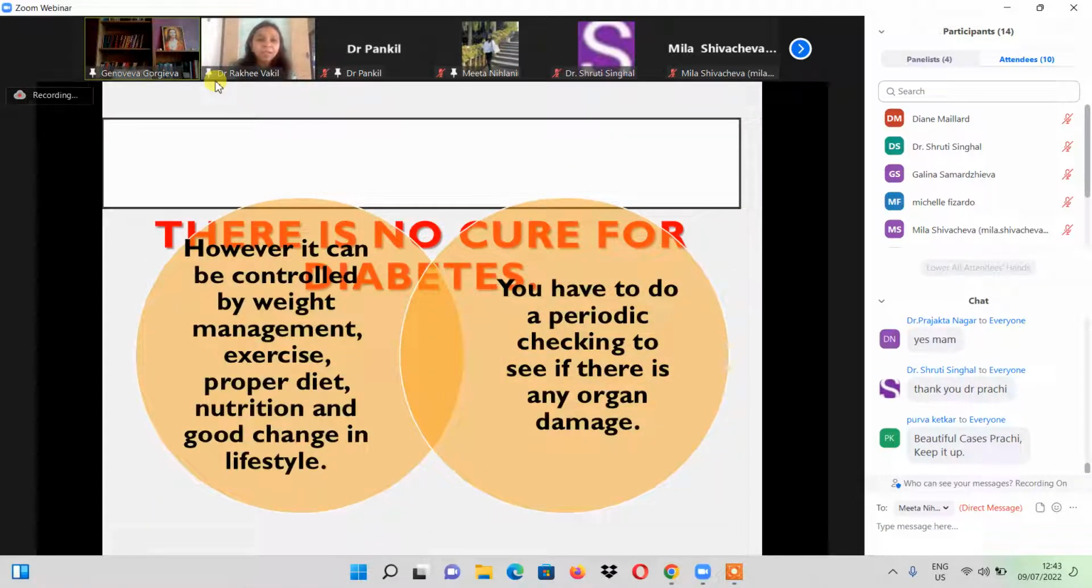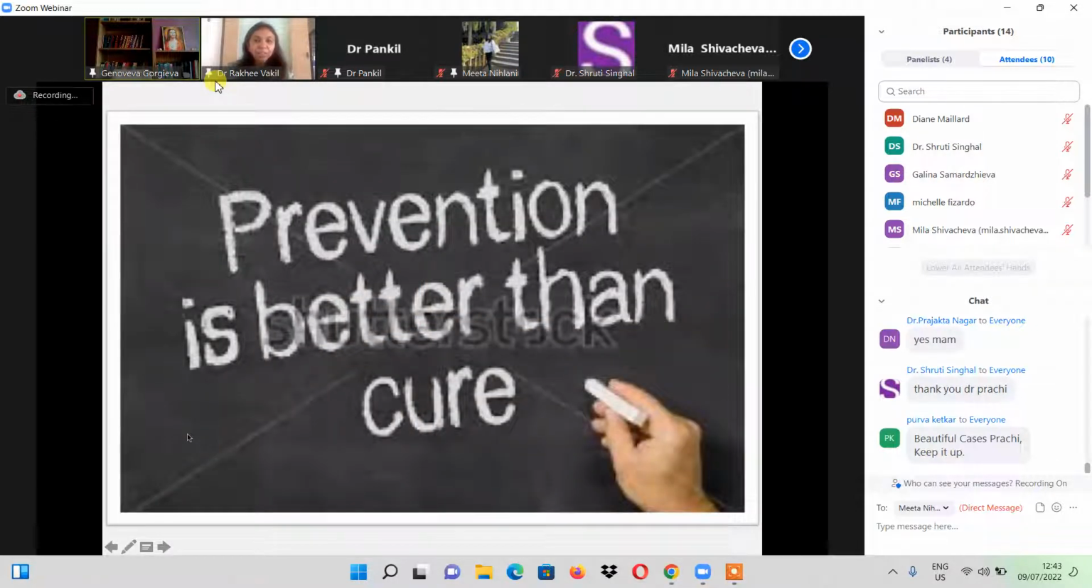However, diabetes can be controlled by weight management, exercise, proper diet, nutrition, and good change in lifestyle. You have to do periodic checking to see if there is any organ damage or not. Prevention is better than cure.